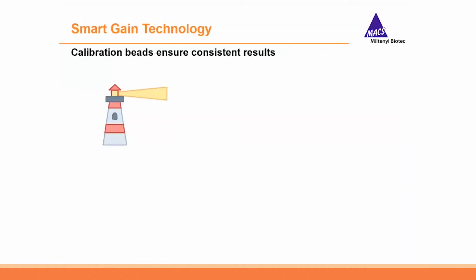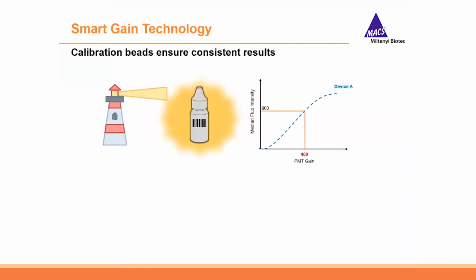And so this Lighthouse is used as kind of a representation of a stable, bright point that can be calibrated against using calibration beads. Inside our calibration beads, we have known fluorescence values that should reach a specific median intensity. We have a device A shown here. It requires a gain of 400 to get to 600.